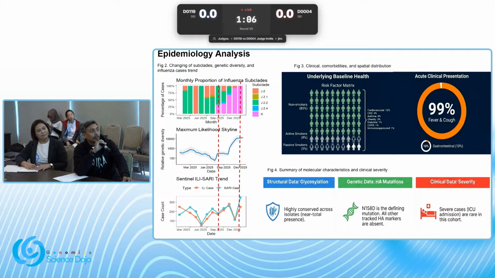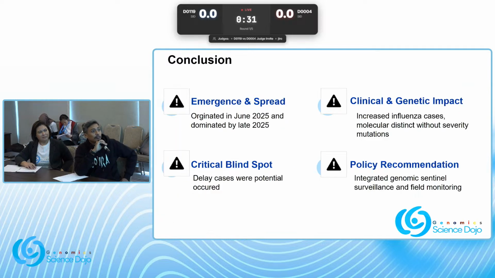So in this epidemiology analysis, the left side shows the changes. As you can see, from September to December there's an increase of subclade K in Indonesia. It coincides with increasing genetic diversity and also an increase in influenza cases from ILI and SARI sentinel. For comorbidity, there is no comorbidity and there are no smoker patients, and fever and cough are the most common clinical presentation. We don't find any relationship between the molecular characteristics and severity. Next.